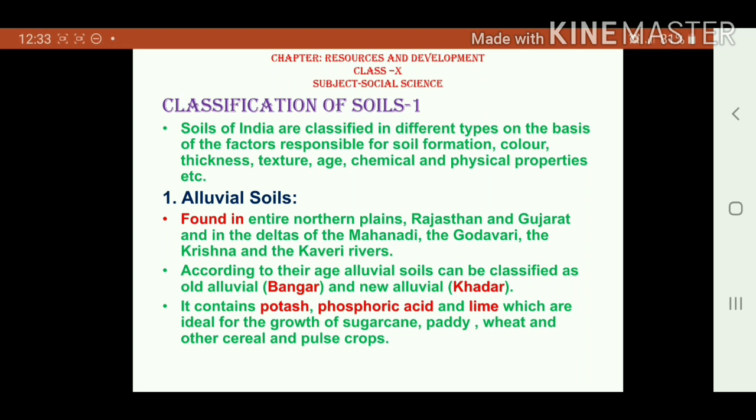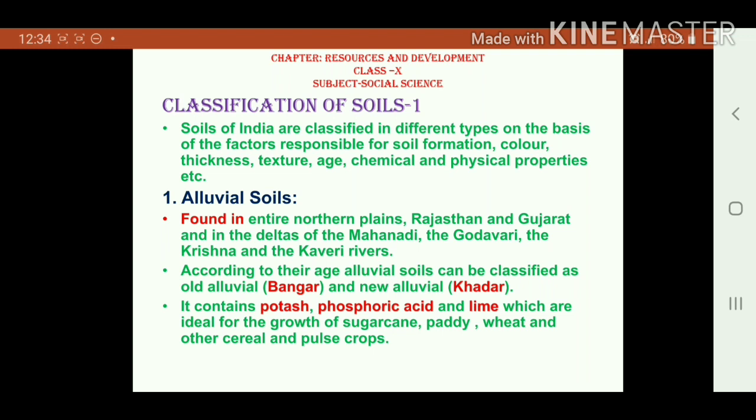First category is alluvial soil. This alluvial soil is found in the northern plains, some parts of Rajasthan and Gujarat, and in the deltas of the Mahanadi, the Godavari, the Krishna and the Kaveri rivers. These are the areas where you are likely to find it. Students, you must make this point clear, because map-based questions on the availability of the variety of soils are asked in the examination.